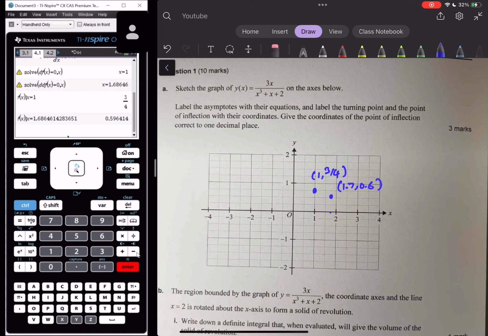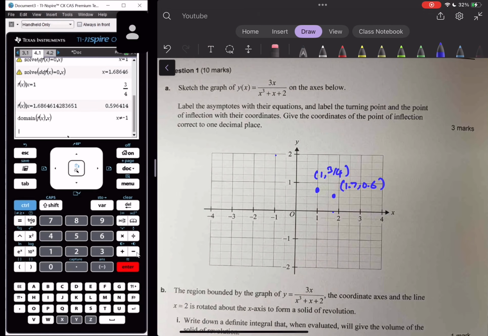Okay, let's find the asymptote, so we'll do domain f of x, x. x is not -1, so there's our asymptote over here. And because the degree of the denominator is greater than the degree of the numerator, we get an asymptote at y equals 0 as well. There's no constant term.